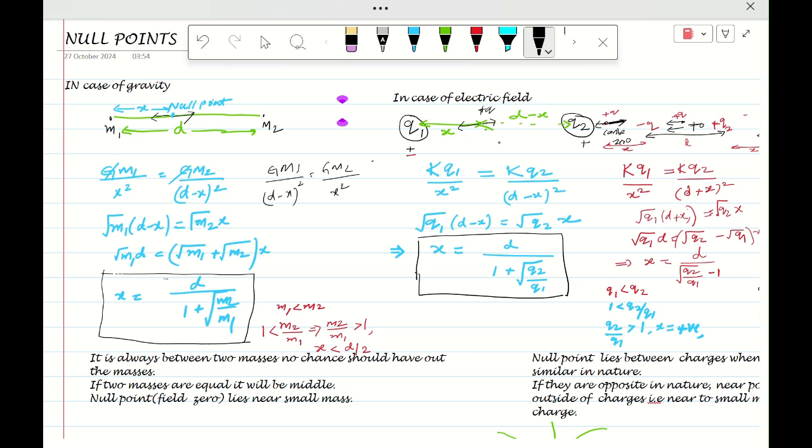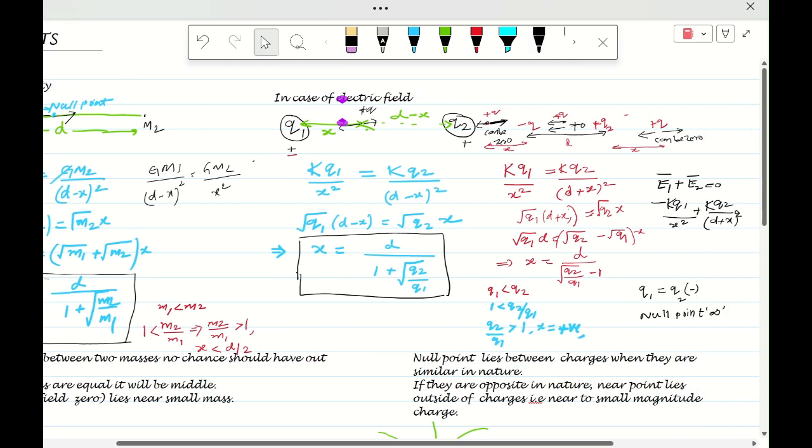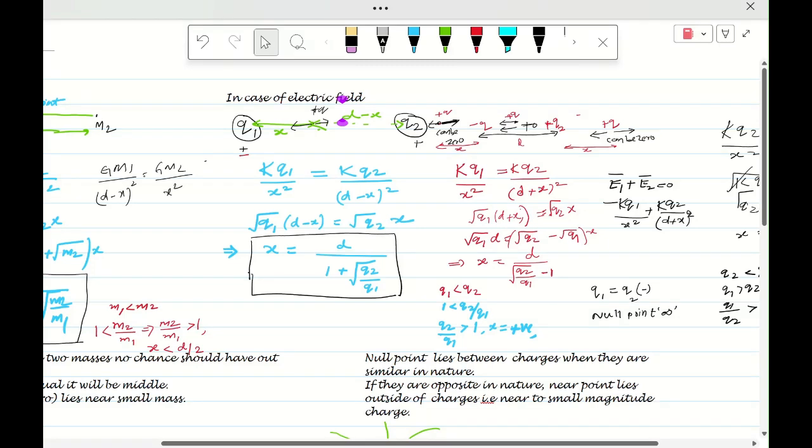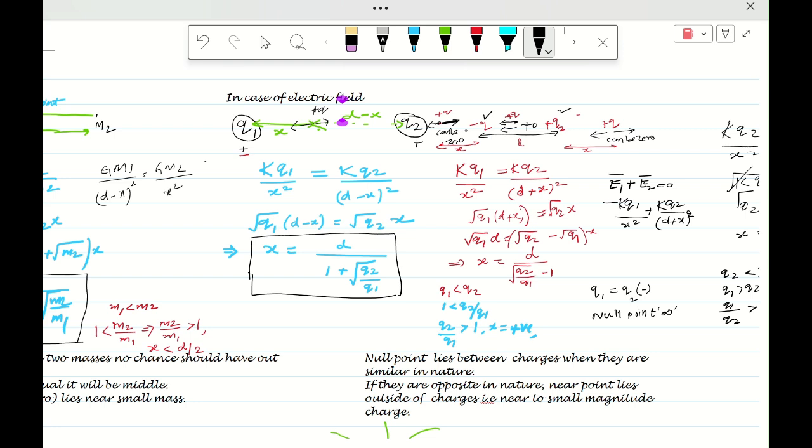in between the charges. Equal means d by 2, at the center compulsorily. Here also the masses are equal, meaning at the center, the null point lies between them. Whereas if one is negative and one is positive, consider there is a test charge in between, outside q2 on the right side, and on the left side of the negative charge, that means q1. So consider it like that.